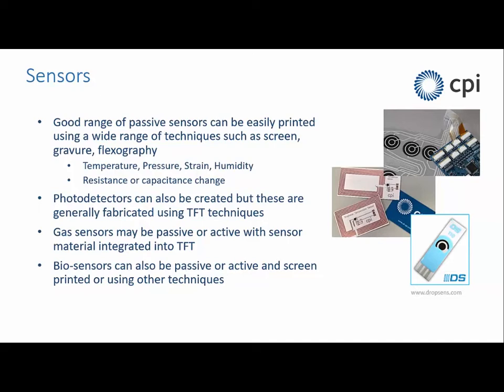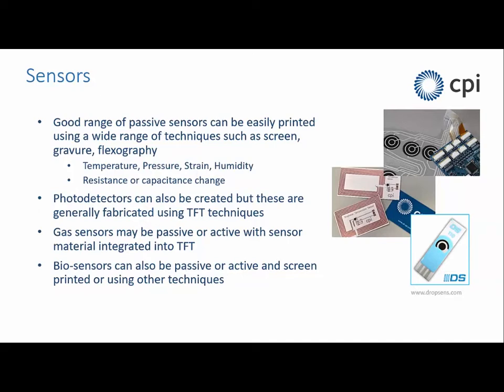But the sensor types can include temperature, pressure, strain, humidity, resistance, and capacitance changes are generally the way in which these parameters are monitored. But even photodetectors, gas sensors, and so on can be printed. Some great demonstrations of those in recent conferences.